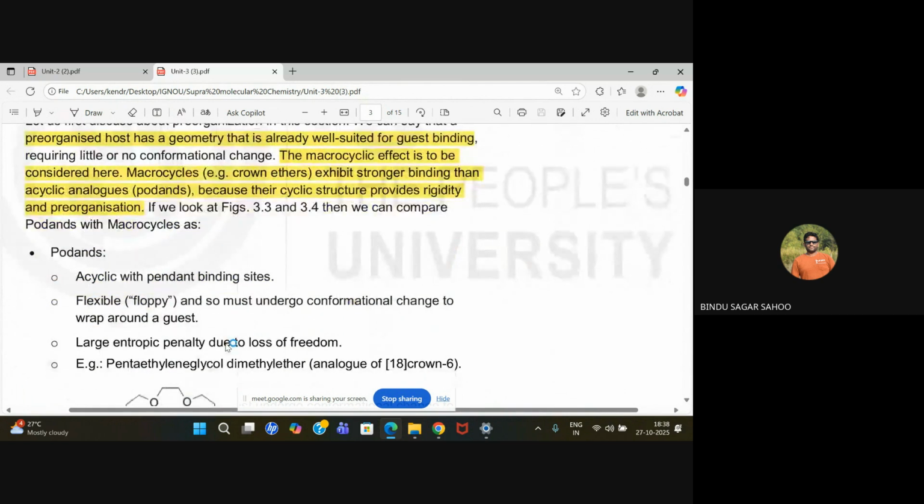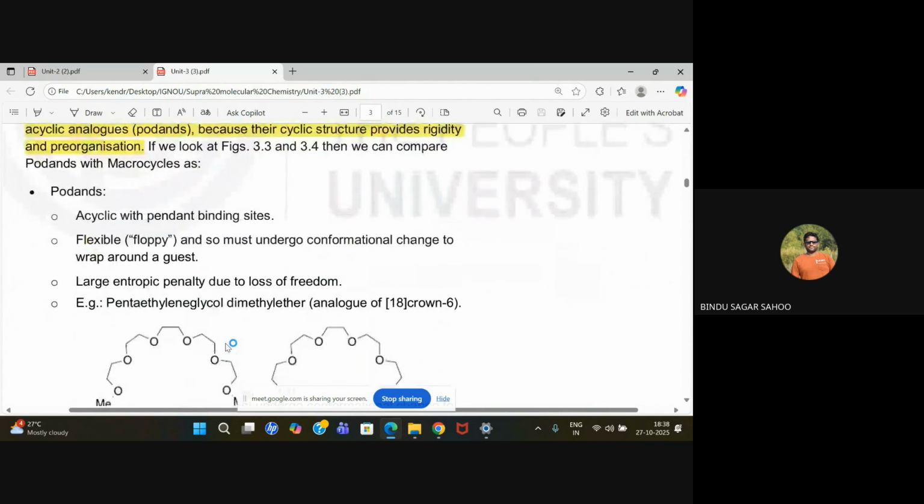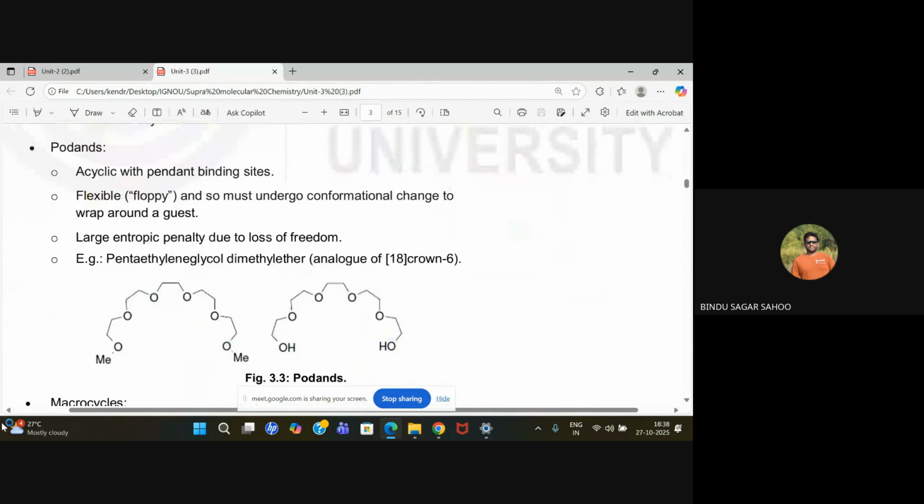So particularly the podand molecules you can see here are the non-cyclic molecular receptors. They will not form a closed ring. They just form a cyclic environment like that, and at the end they are not connected. So the podand molecules are the acyclic molecules. They are more flexible, so they must undergo conformational change to wrap around the guest. Before guest interaction, they will bend within themselves to make a cyclic structure like that.